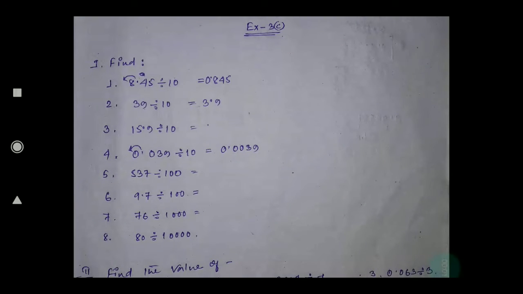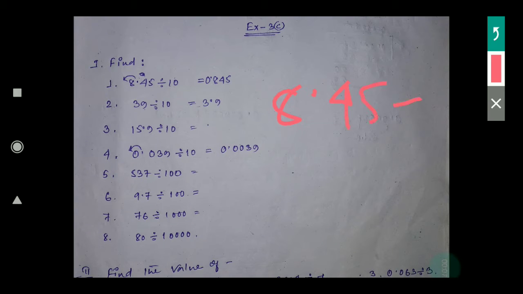Okay, exercise 3C. Find 8.45 divided by 10. How many zeros? 1 zero. That means the decimal will shift to the left side by 1 place. So that means it will be 0.845. This will be the answer.